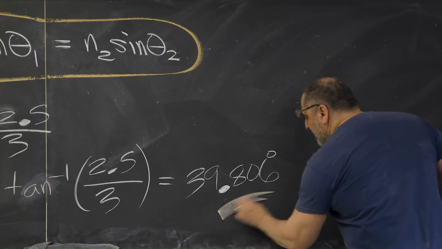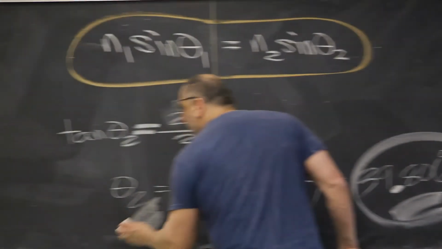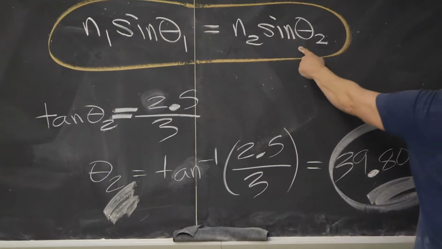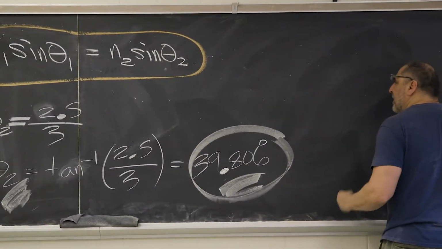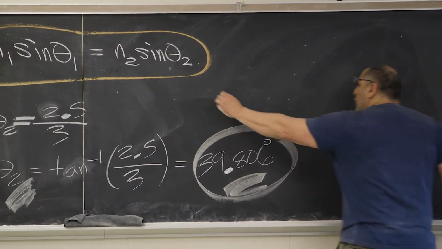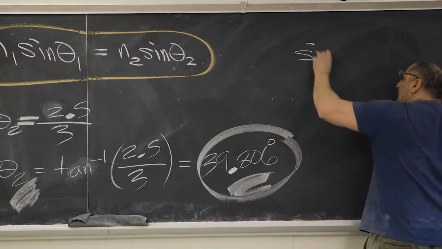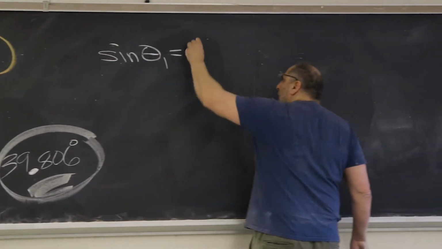That's theta sub 2. What's the other one? They didn't ask you for this one. We found this one. I want to find theta sub 1. Let me find theta sub 1 by finding sine theta sub 1 first. Is it true right here, guys? Can I divide on each side of the equation by n1?